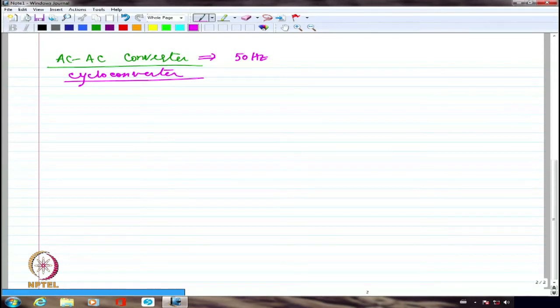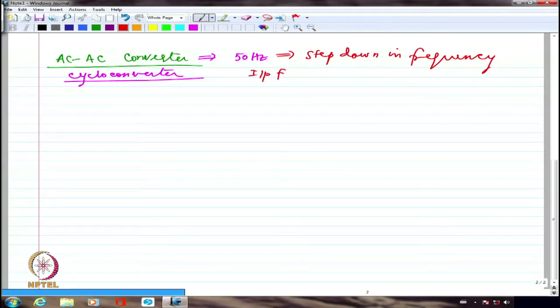So cycloconverter will convert both magnitude as well as frequency, but the frequency will be decreased or stepped down in frequency as far as input-output relationship is concerned. So normally input frequency will be higher than the output frequency. That is the way normally the cycloconverter works.